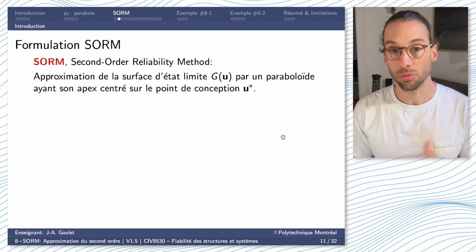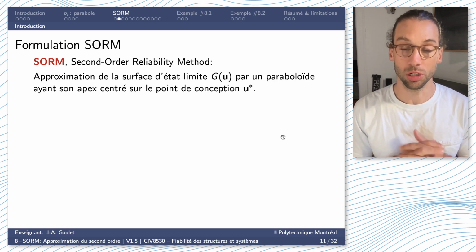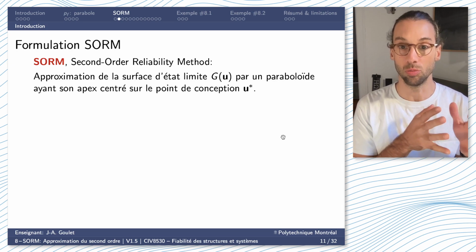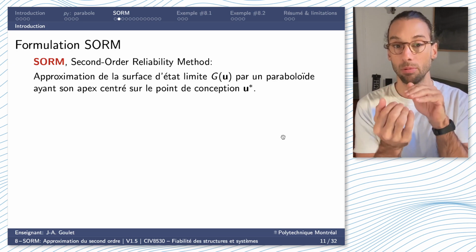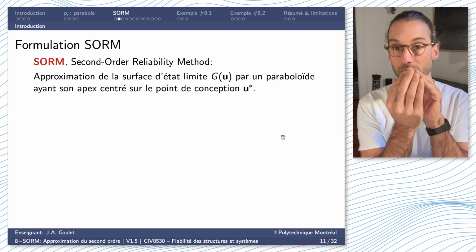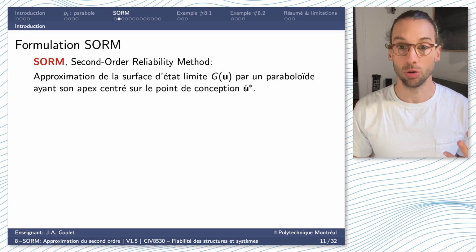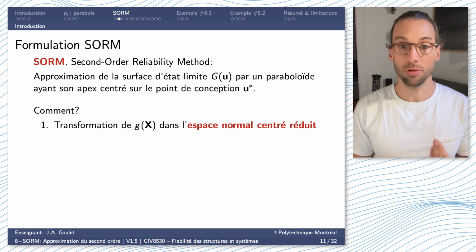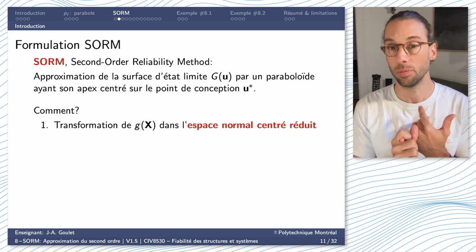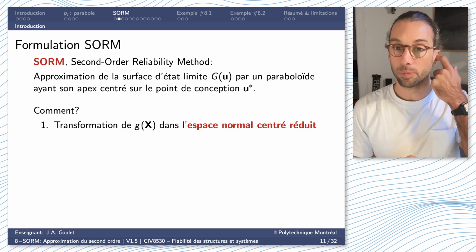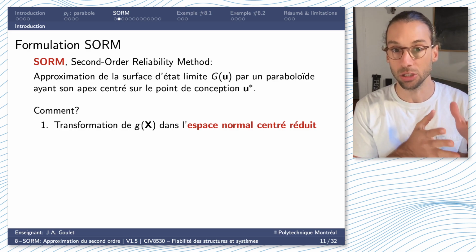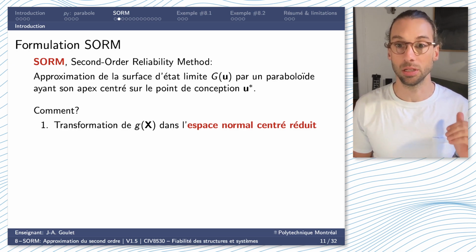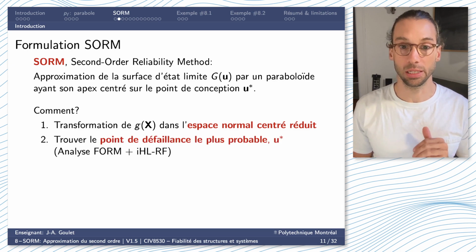So for the second order reliability method, what we're going to do is approximate G of U, that limit state surface defined in the standard normal space, by a parabola, where the apex of this parabola is going to be centered on our design point U star. So what are the main steps? First, we're going to transform our problem from the original space X to the standard normal space. Exactly the same step that we've done in the past with FORM that we covered in module 6.